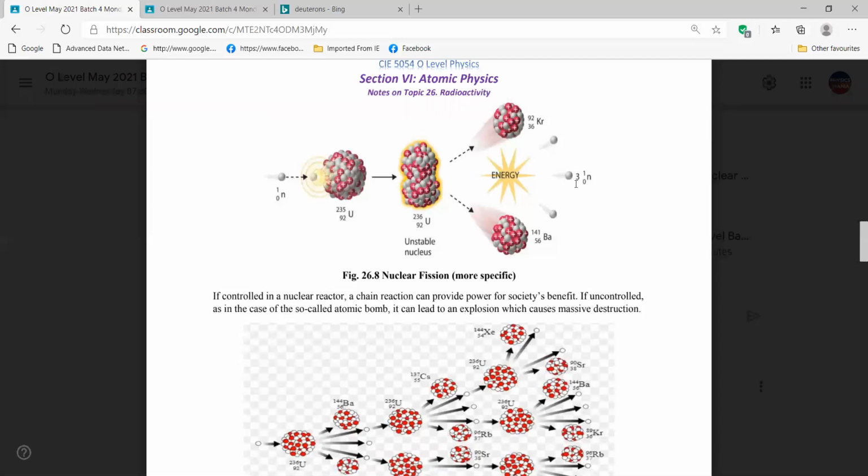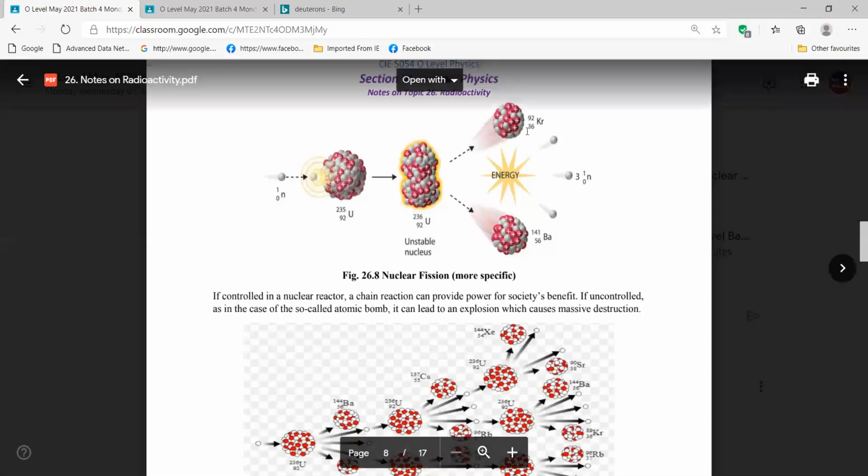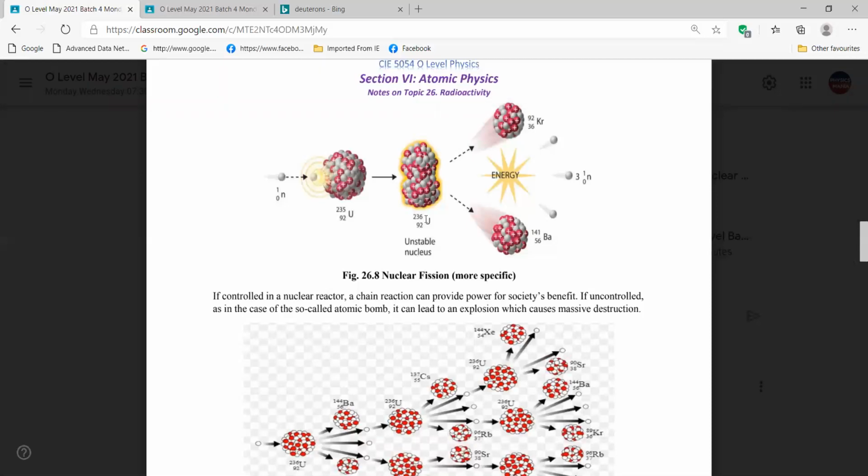Why might be? Proton number is matching, right? 56 plus 36 is 92. It is matching. So the gap we are getting in mass number should be for neutrons. So we have here these 3 extra neutrons to balance that. Sir, then why did it show in the above diagram that only one neutron is released?